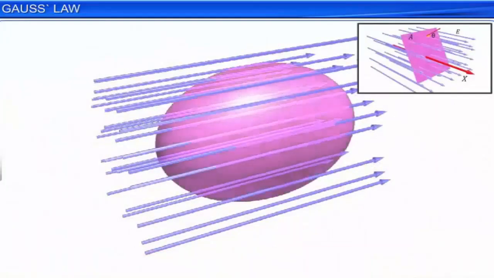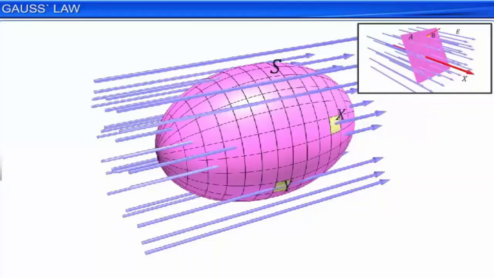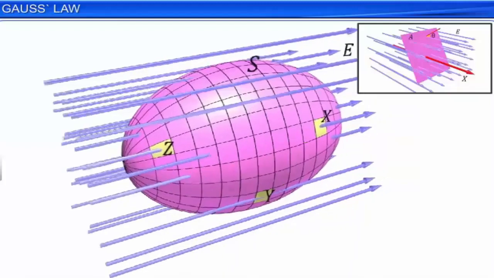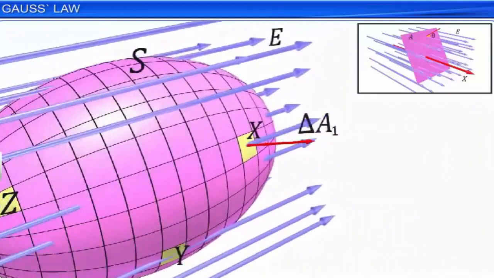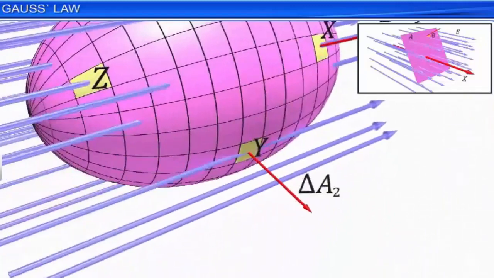Now, consider a closed surface S placed in the uniform electric field of strength E. Consider three elements X, Y, and Z on the closed surface, having areas delta A1, delta A2, and delta A3 respectively.